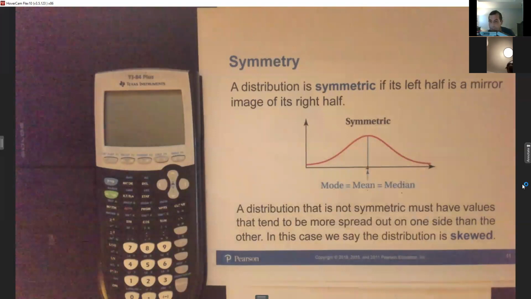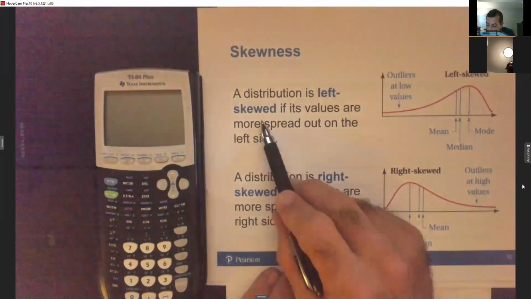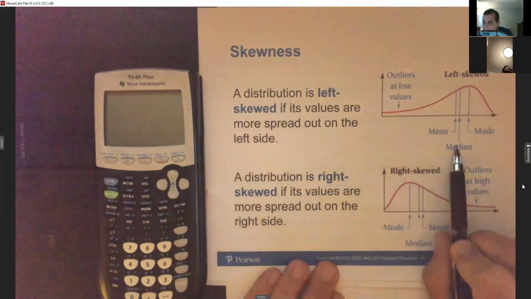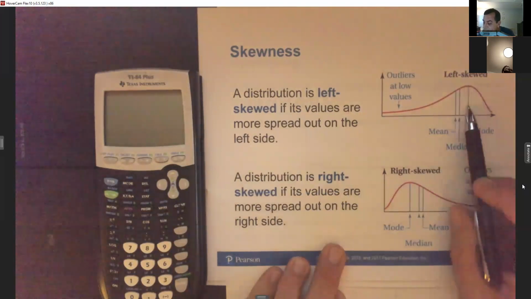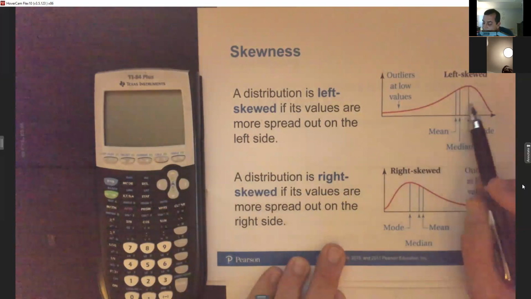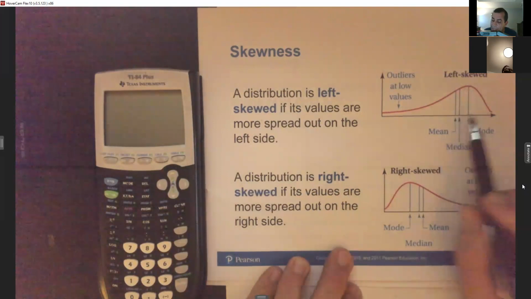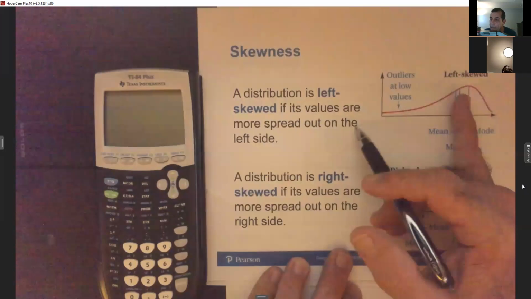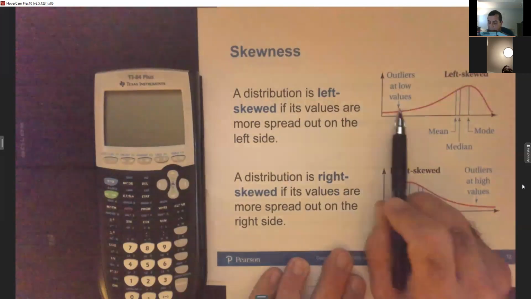All right, so let me show you some skewed graphs. To be left skewed, the mean and median are less than the mode. So the mode is the data that happens the most. But notice my mean and median had lower averages than the mode. That's going to put most of my data on the left side, which means we are talking about it being left skewed, okay? And then down here's your outliers at the low values.